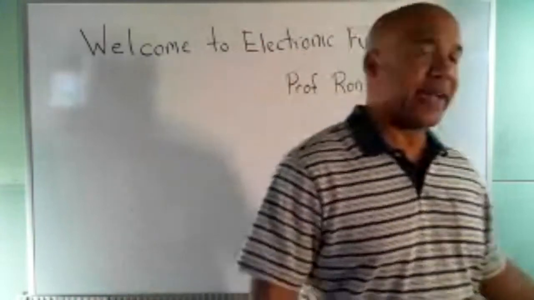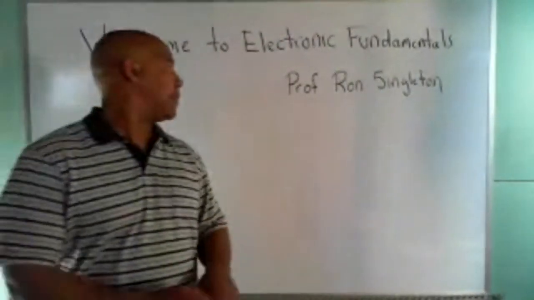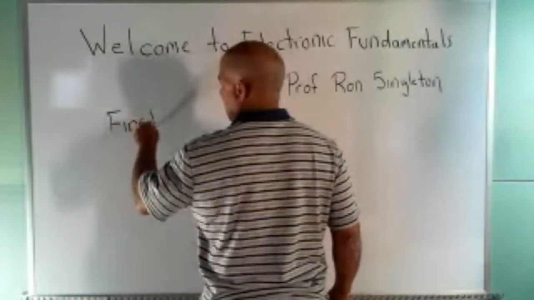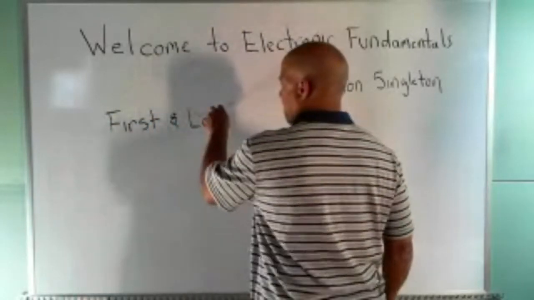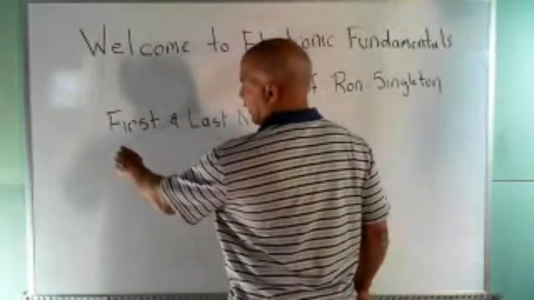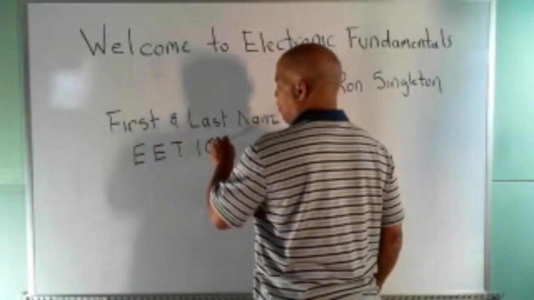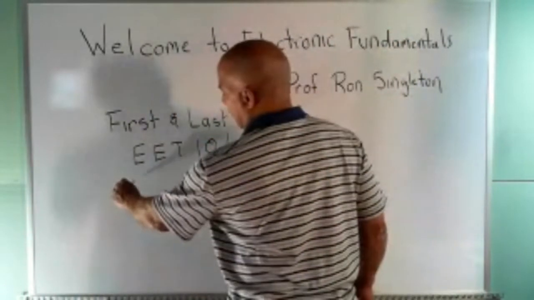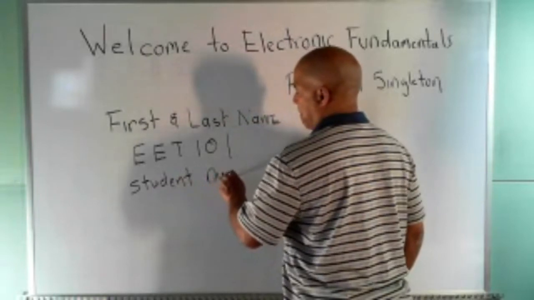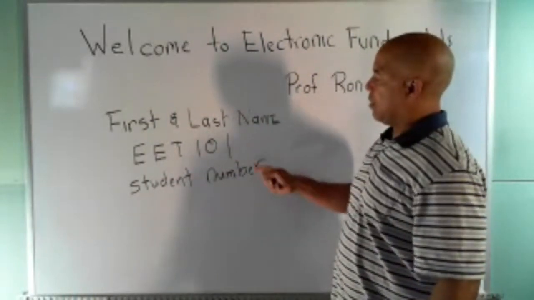What I'm going to do is have you take out your cell phone, and this is for attendance. I want you to text me your first name and your last name, and then in the text, put EET 101. And if you have your student number, that would be nice, so I know it's really you. First and last name, EET 101, and your student number.